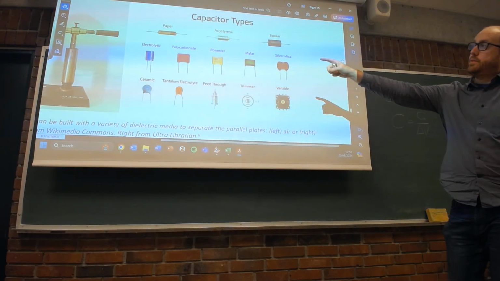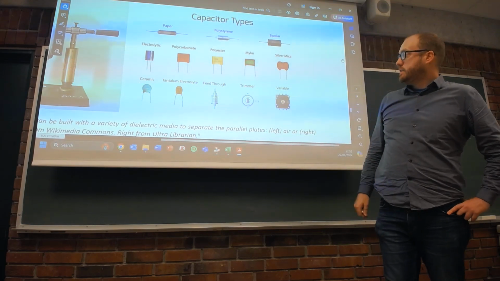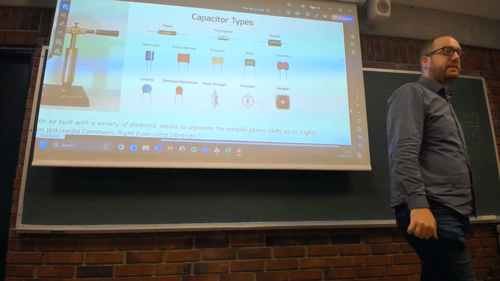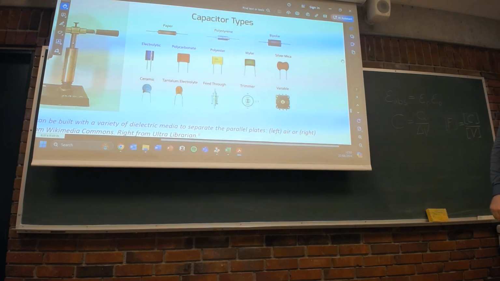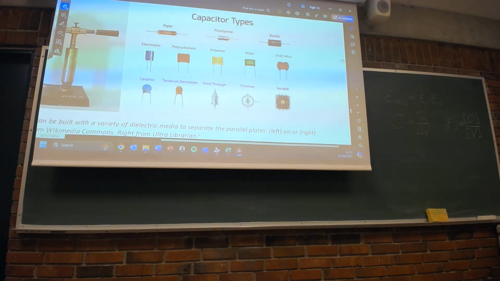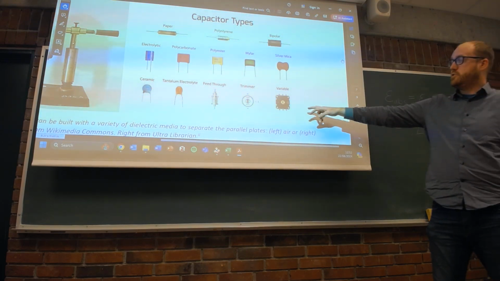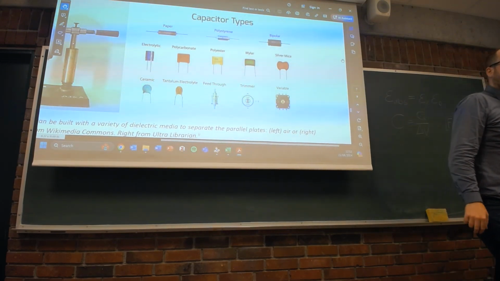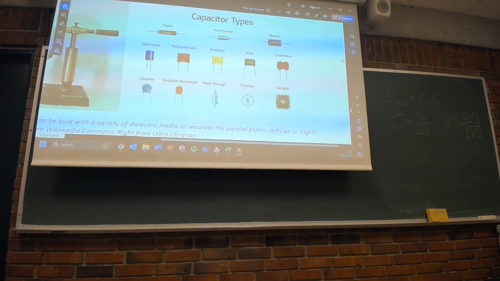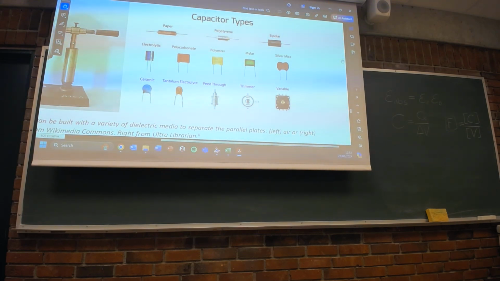So it can be as simple as paper. It can be this tantalum electrolyte, fancy stuff that someone's made. Polyester and polycarbonate are types of plastics. And then there's fancy engineered ones, which is more of an electrical engineering question, how they do that. Silver mica. Mica is a mineral. It's a layered mineral. Okay, so let's go through.